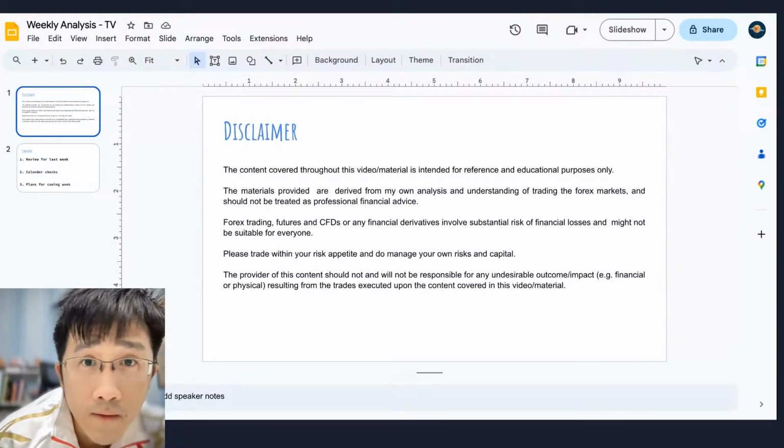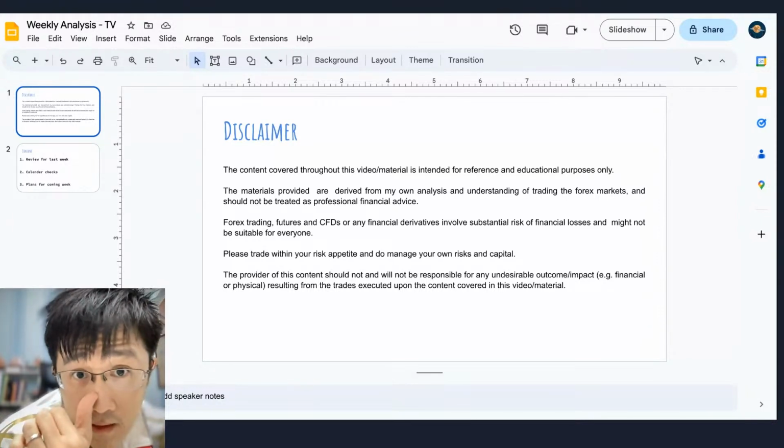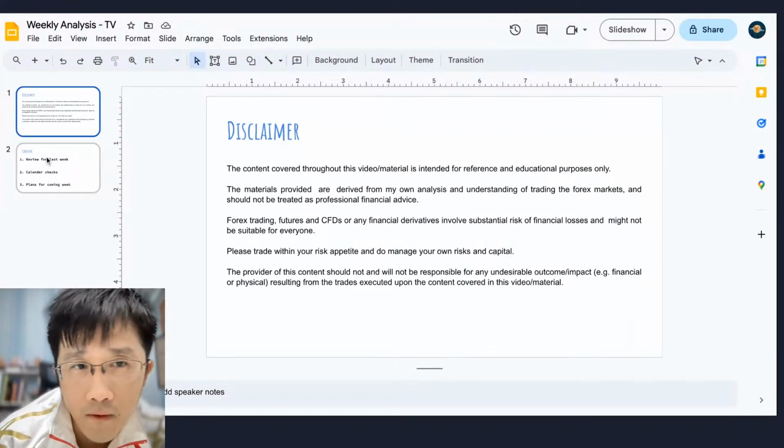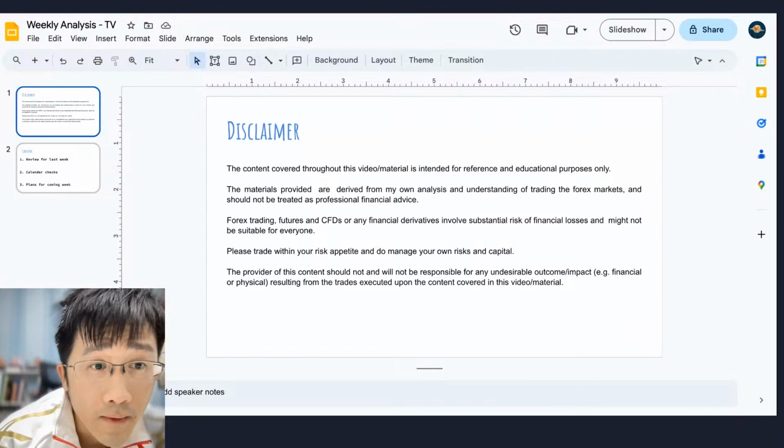Okay, so without further ado, let's start with the analysis this week. So I have actually put up just two slides for this before the actual analysis starts.